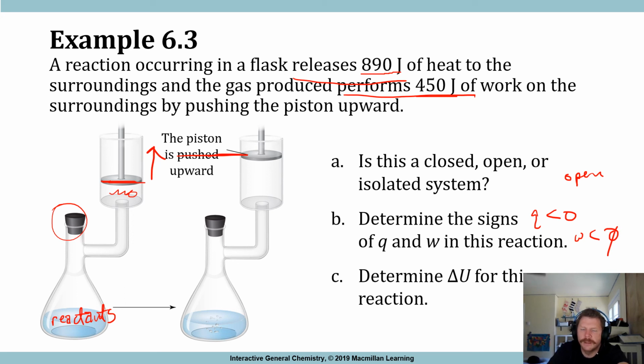Now determine the delta U for this overall reaction. What we would do is we'd look at this and say delta U is equal to negative 890 joules plus negative 450 joules, and that's going to equal a grand total of negative 1340 joules.